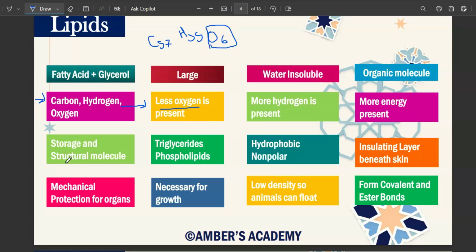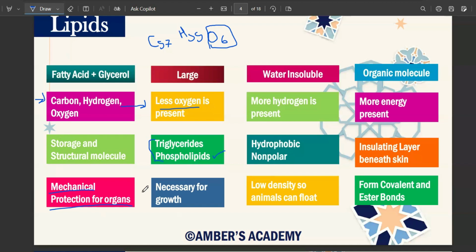Then it's a storage and also a structural molecule. Lipids are mainly responsible for providing mechanical protection for organs. For example, if you have ever seen a kidney, you can find the kidney deeply embedded in a layer of lipid. So basically, lipids are a sort of mechanical protection for our organs, and they're large macromolecules. Then the examples of lipids that we'll have to study are triglycerides and phospholipids. We have already covered phospholipids in the cell membrane. We'll study triglycerides in this chapter. And these are the examples of lipids.